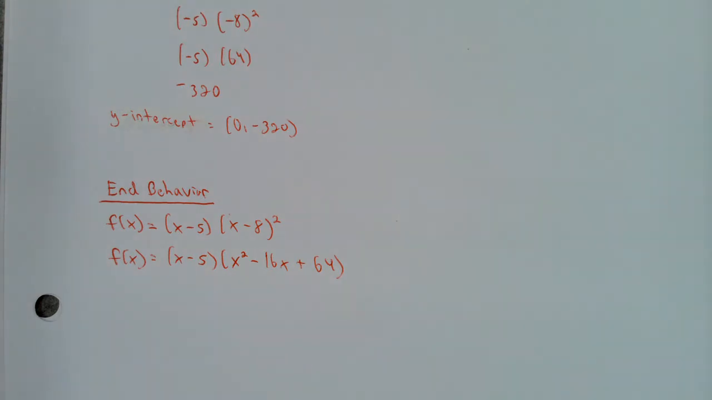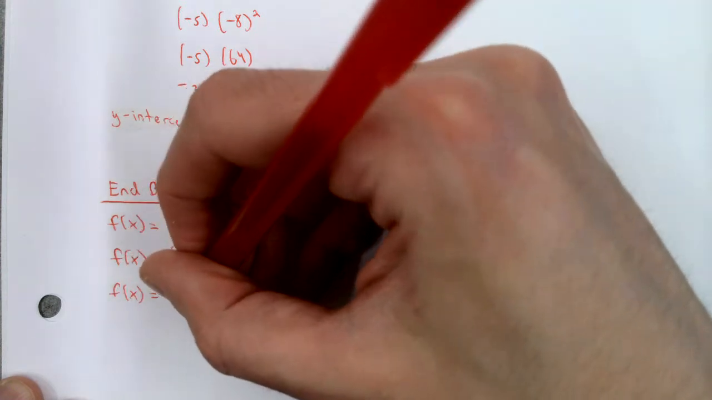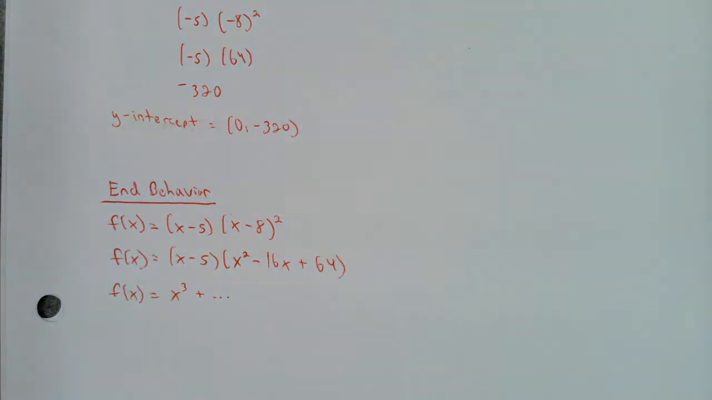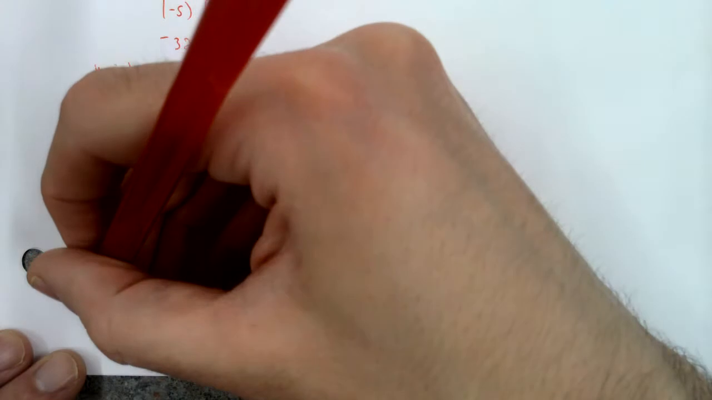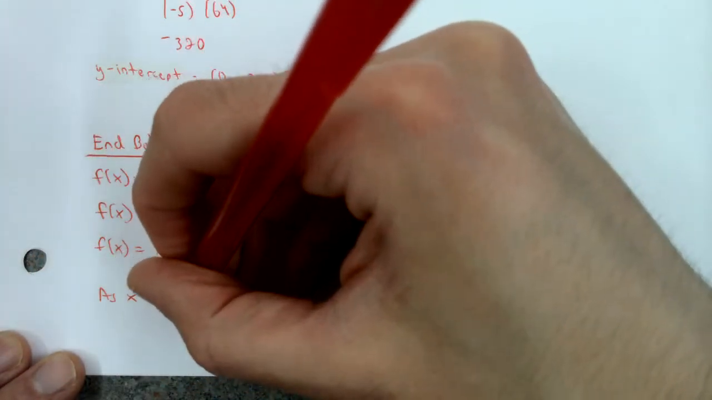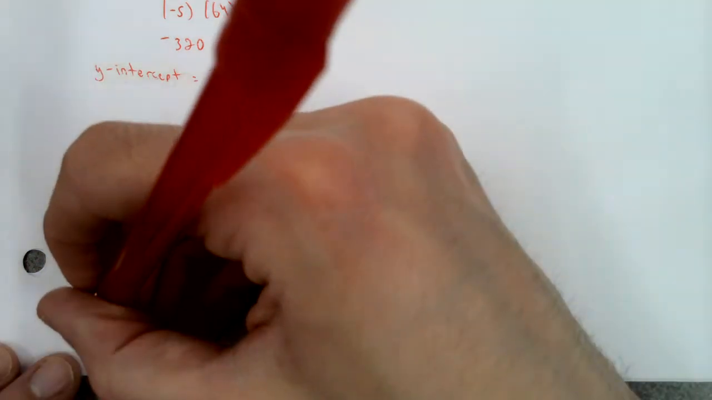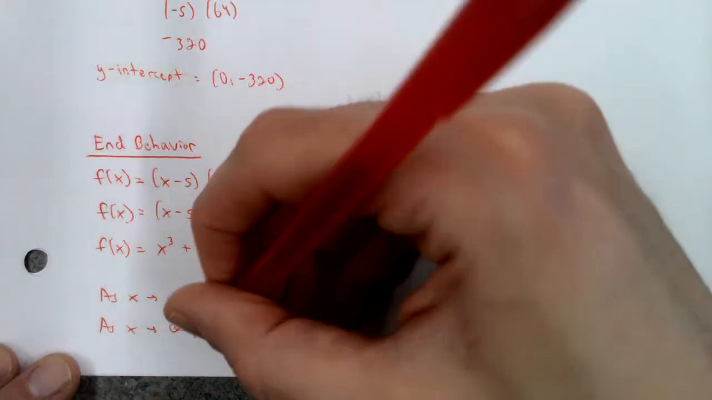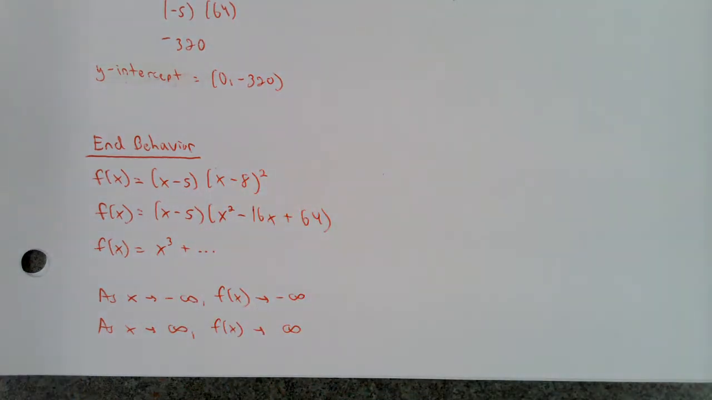And then just like number 1, when I multiply these together, x times x squared is x cubed. There's not going to be any other terms that are bigger than that, so I'm just going to leave it like that. It's a positive leading coefficient with an odd degree. So think back to lessons 3 and 4 for that end behavior. And it's going to be the following. As x approaches negative infinity, f of x approaches negative infinity. As x approaches positive infinity, f of x approaches positive infinity. Think about that. It's going to help us when we graph it.